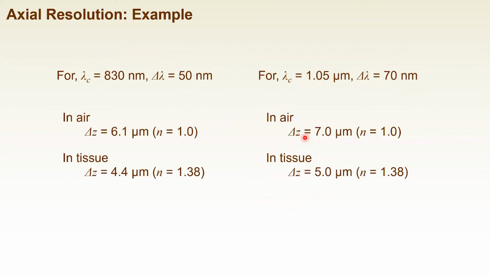But the resolution in air is 7.0. It's worse than that of 830. Okay, so that's the effect of the center wavelength. The center wavelength of 1.05 is slightly longer than 830. It results in this significant reduction of the axial resolution because the center wavelength affects the depth resolution in power of 2. Okay, and then this 7.0 becomes 5.0 in tissue by assuming the refractive index of 1.38.